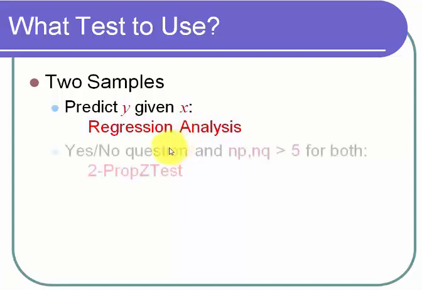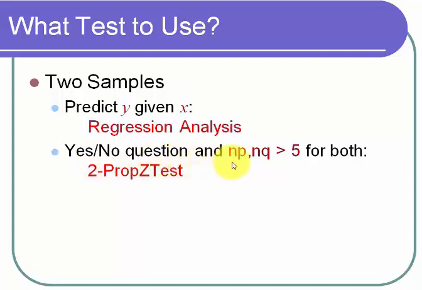On the other hand, if we had yes-no questions for both of these, and if we had NP and NQ, the number of yeses and the number of nos, hypothesized for both data sets, we use a 2 prop z-test. That's the test for the difference between 2 population proportions.